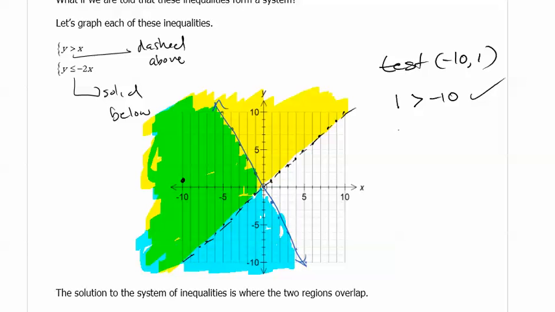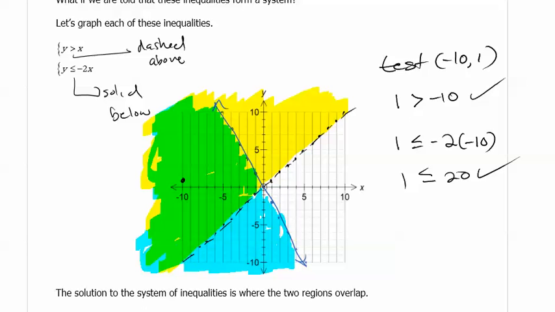And then for the second inequality, I'm going to use the same point to test. So 1 is less than or equal to negative 2 times negative 10. And in this case, negative 2 times negative 10 is positive 20, and so 1 is less than 20, so that's true. So negative 10, 1 is a solution.